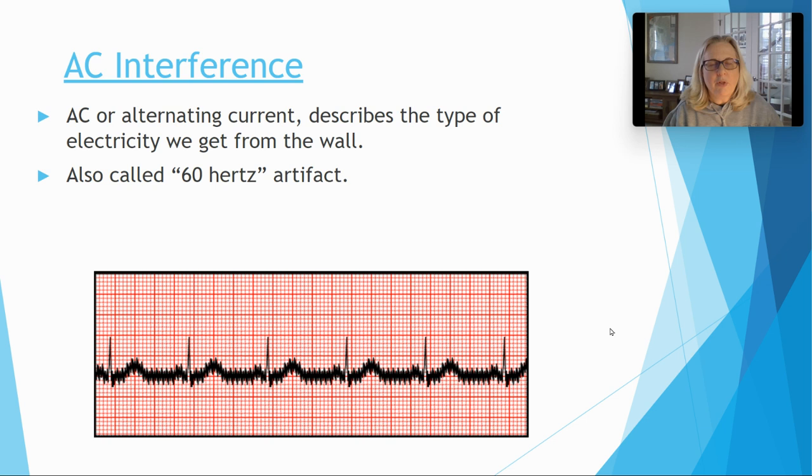It's also called 60 hertz. And I just tell you both of those because they go interchangeably on the certification exam. So you need to know they both mean the same thing. AC alternating and 60 hertz are the same thing.